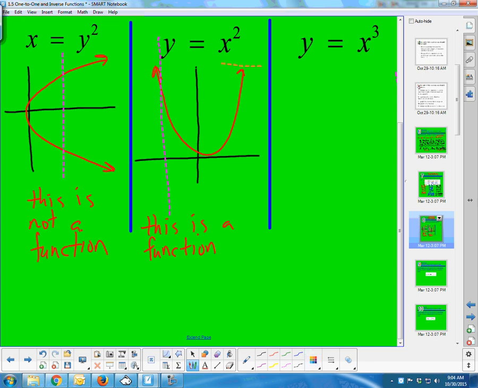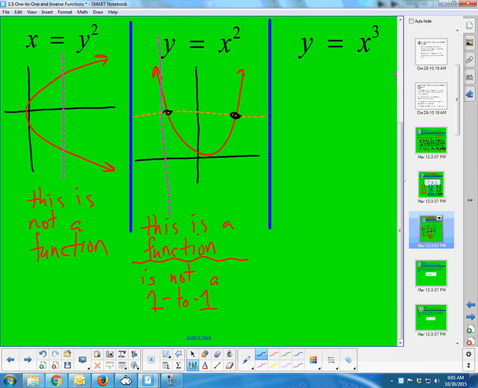I draw a horizontal line, and I scroll it through, and I check, just like vertical line, I check for more than one intersection. And I have more than one intersection here. I failed the horizontal line test. So this is not a one-to-one function. That horizontal line test is a new piece in here if you're watching this to learn about one-to-one.